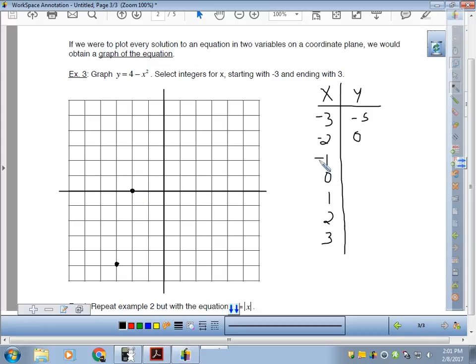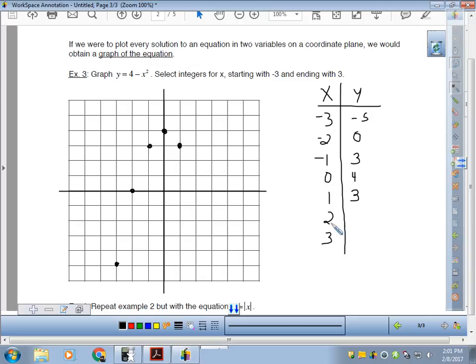All right. Then we take negative 1 and we plug it in. Negative 1 squared is 1. 4 minus 1 is 3. And then we plot that point, negative 1, 3. Then we plug in 0. 0 squared is 0. 4 minus 0 is 4. We plot that point. Then we take 1 and plug it in. 1 squared is 1. 4 minus 1 is 3. And we plot that point.